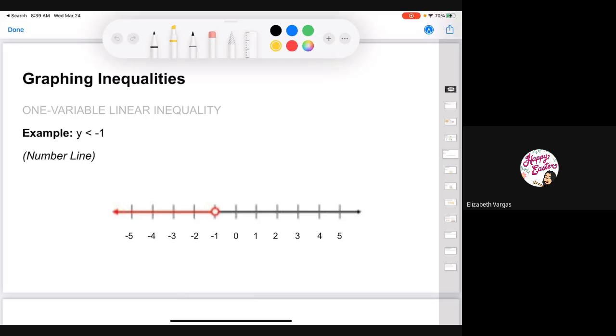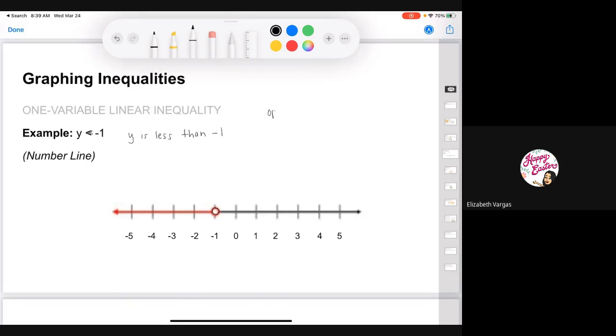And so on a number line, here we have our number line, and here we have an example that says y is less than -1, that's what that's telling me. And so I can graph that on a number line by using an open circle. I use an open circle because it is less than.